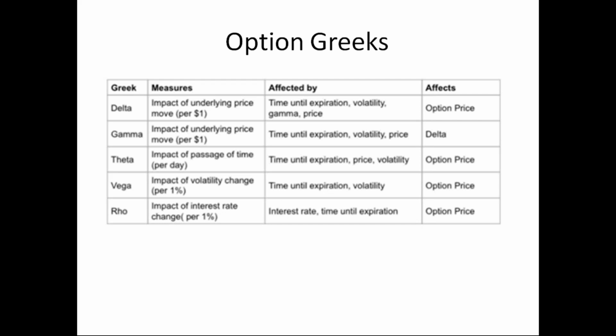Third is theta. All of us know that all options have a certain expiry period. As we move closer to expiry, there is a natural decay in option price, because at the start of the month, your option consists of two things: the intrinsic value and the time value. I'm not going into detail; you can Google what intrinsic value and time value mean. But theta deals with the time value component, which goes to zero as you move further towards expiry.